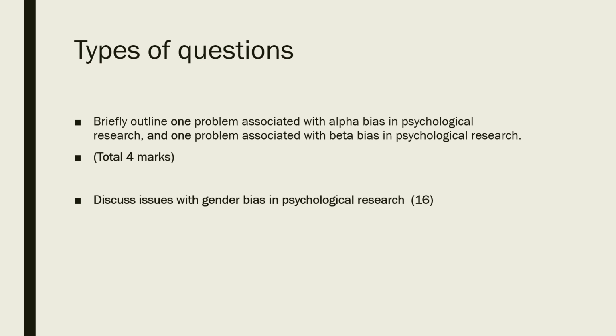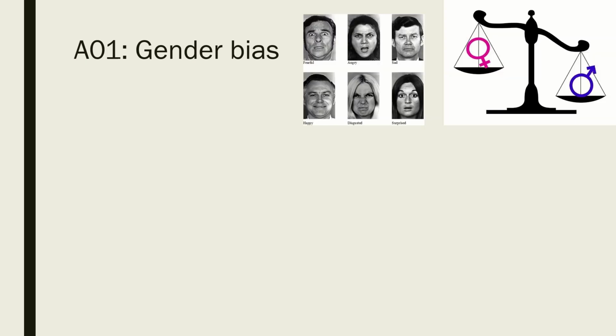The top question is also an example of a past question. Briefly outline one problem associated with alpha bias and one problem associated with beta bias. Then this bottom one, a 16 marker, could come up. As you all know, 16 markers could be on any of the topics, but it hasn't yet come up. Now, I don't necessarily know whether that means it will or it won't. It just means it hasn't come up yet. So: discuss issues with gender bias in psychological research for 16 marks.